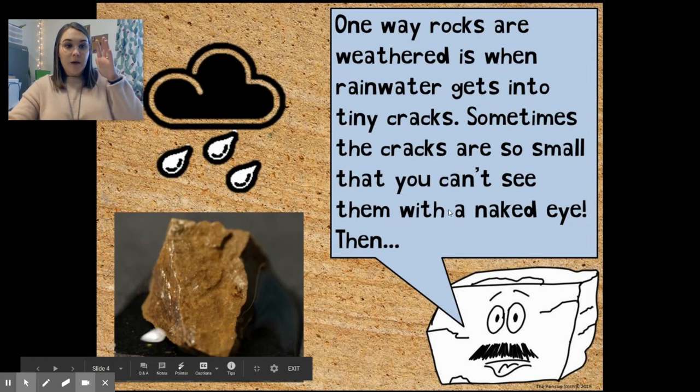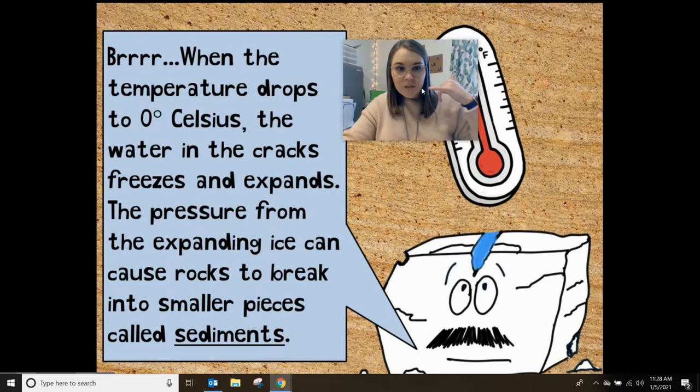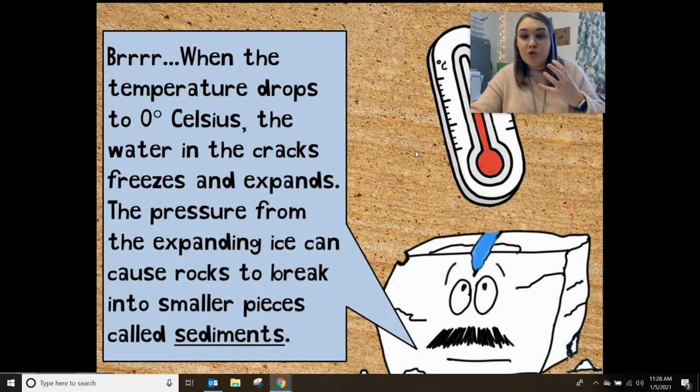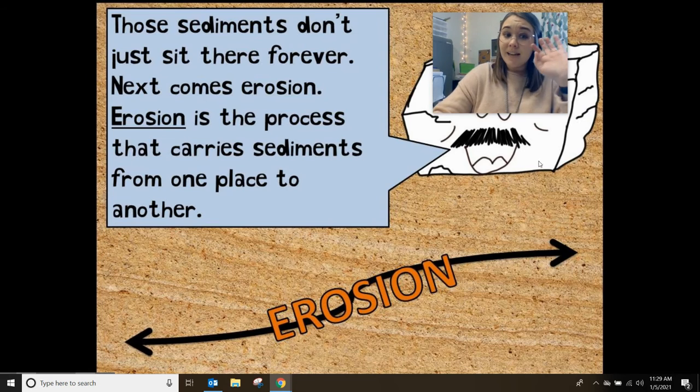So first we start off with weathering. It breaks the rock down into smaller pieces. The rainwater gets in those cracks, and then the temperature drops to 0 degrees Celsius or 32 degrees Fahrenheit. The water in the cracks freezes and expands. The pressure from that expanding ice can cause the rocks to break into smaller pieces, and those pieces are called sediments. Sediment is the pieces of rock that are broken down. So again, rain gets into the tiny cracks in the rock, it freezes, and the rock breaks because the water expands. Then these sediments don't just sit there.